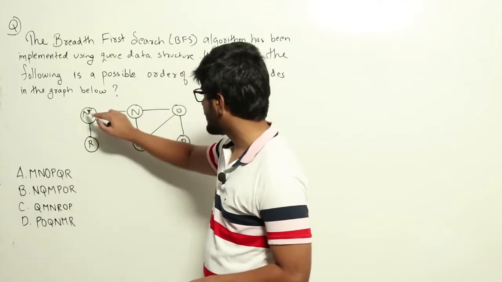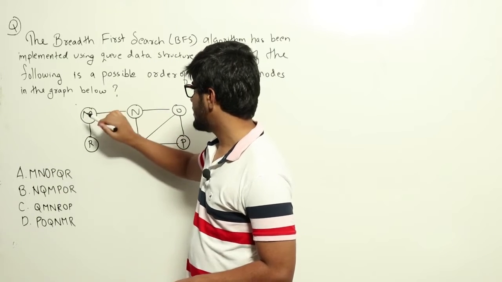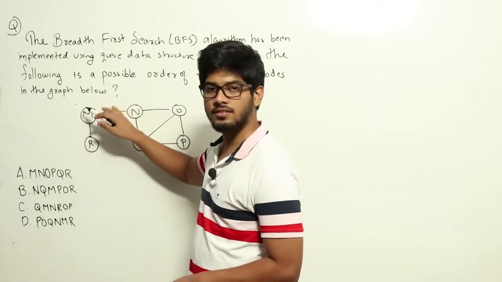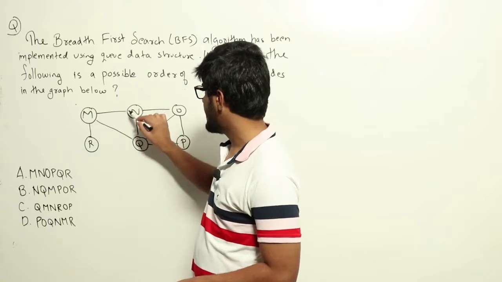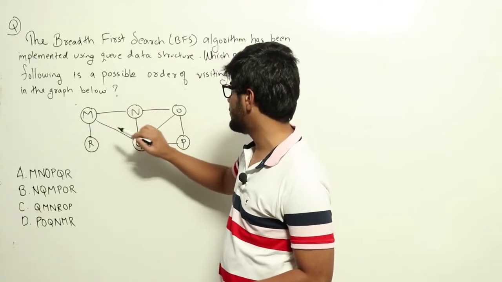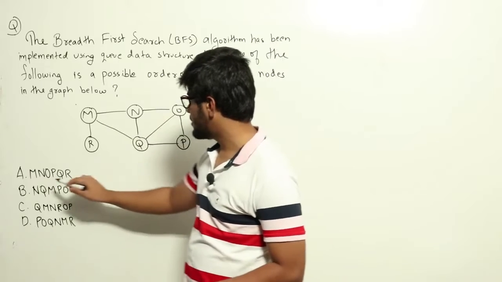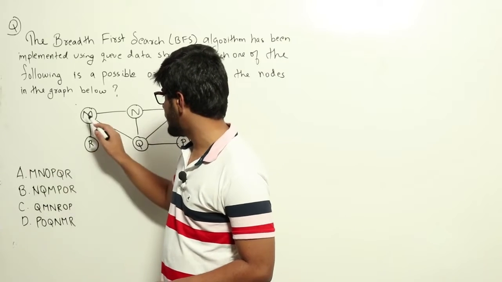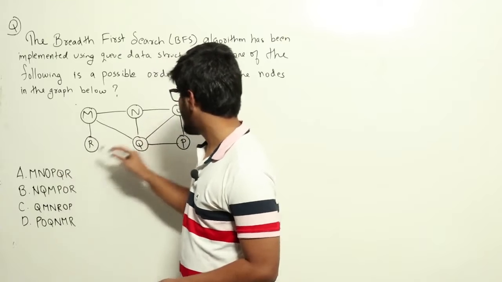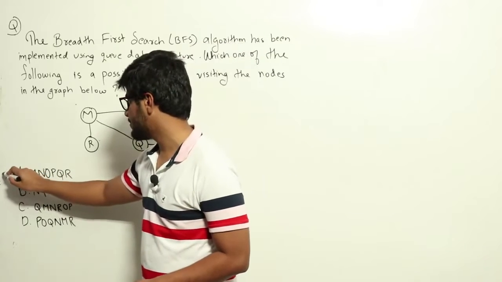A starts from M. So if you are starting from M, this will be the first node. After that it will visit nodes which are at distance 1 from M, so that will be N and R. After that it will visit nodes which are at distance 2 from M, which would be O and Q. After that it will need to visit P. Now in option A, it is given M, then N and then O, which is not correct. Before O we need R here, so A is wrong.